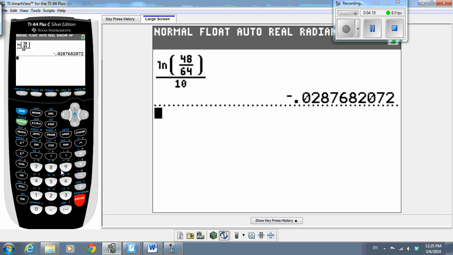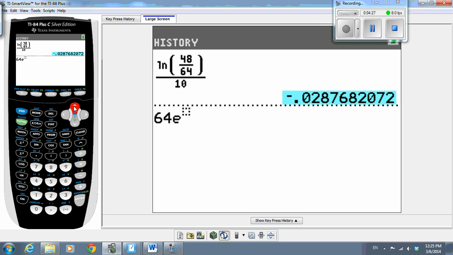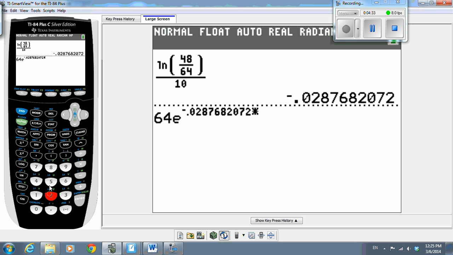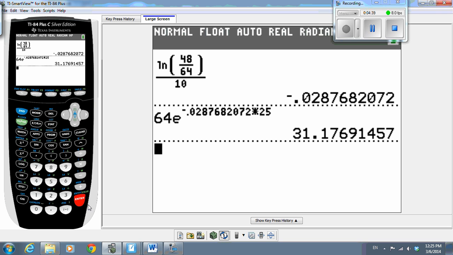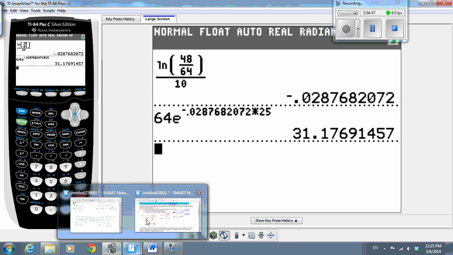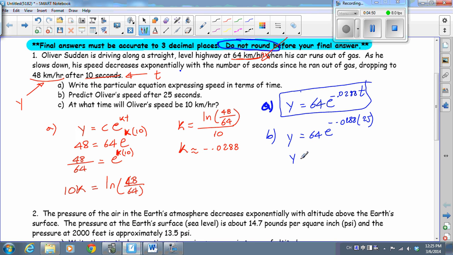I will say 64 e to the power of, I'll go back and select this, press enter, and I multiply that by 25. Note that I'm not using the rounded value, so I press enter, and it says 31.177. Now, sometimes you will get the same answer even if you round it, but it's not always guaranteed. So I get y is equal to 31.177. The unit here is kilometers per hour.